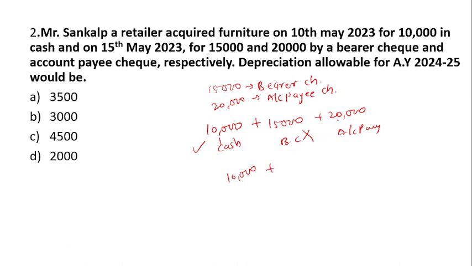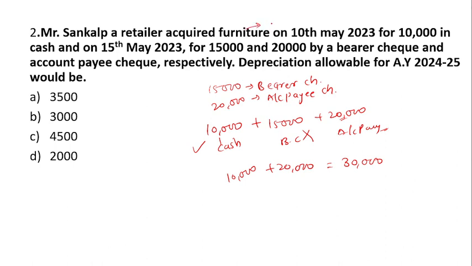And plus, because that is an account payee cheque, it's not considered as cash. Account pay is like an online mode. So here we consider that 20,000. So what will be the amount? 30,000 we will get.